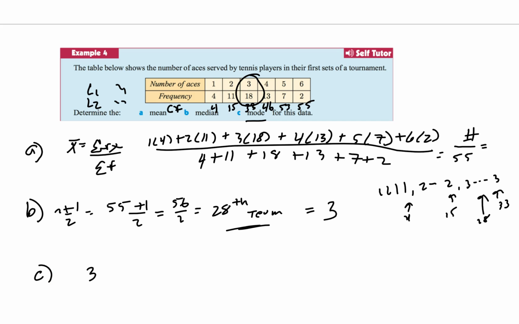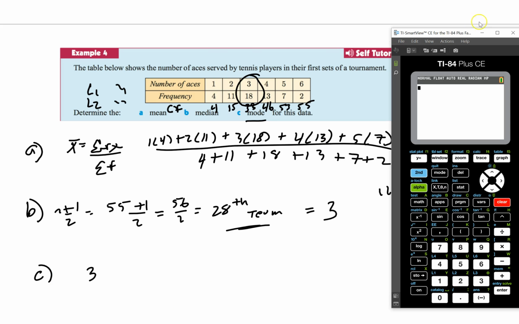Don't ever try to write with the mouse. So, stat, edit. Now the easiest way to clear this is just go to L1 and press clear. Don't press delete, press clear. Then type in the new data: 1, 2, 3, 4, 5, 6.